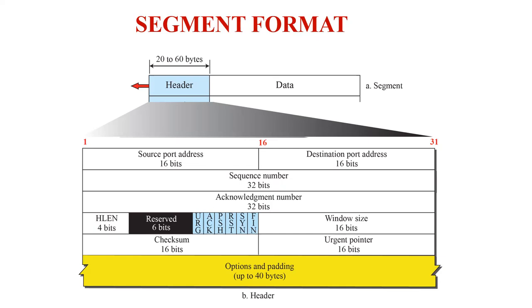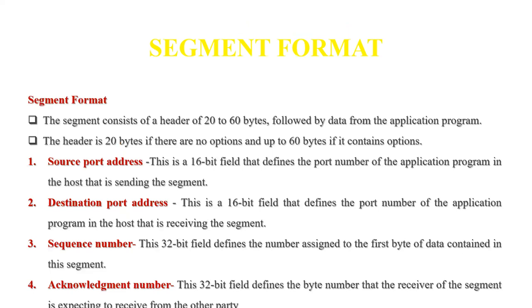Now this header is going to be followed by the data segment. Now let us see the fields in detail. The segment consists of a header of 20 to 60 bytes, which is followed by the data from the application program. The header is 20 bytes if there are no options, and up to 60 bytes if it contains the options.